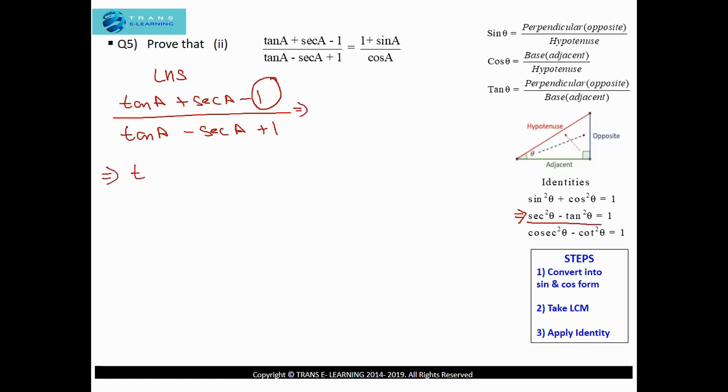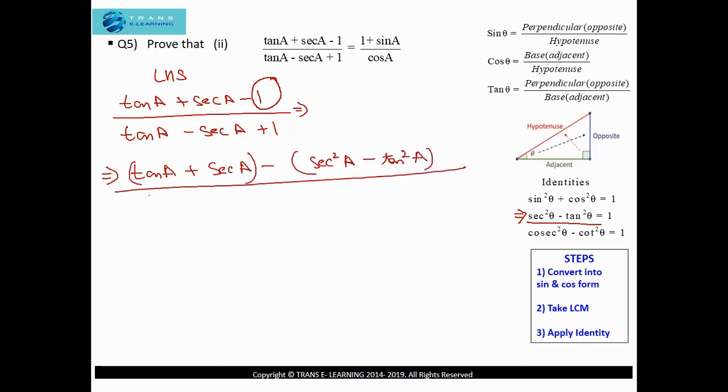So it will become tan A plus secant A minus secant square A minus tan square A, and the denominator will remain same. We are not going to touch the denominator, so it will be tan A minus secant A plus 1. Now if you see here, you consider secant square A as A square and tan square A as B square. So we can apply this identity of A plus B into A minus B, because A plus B into A minus B is equal to A square minus B square. So I'm going to apply this formula here in the numerator and let's see what we get.